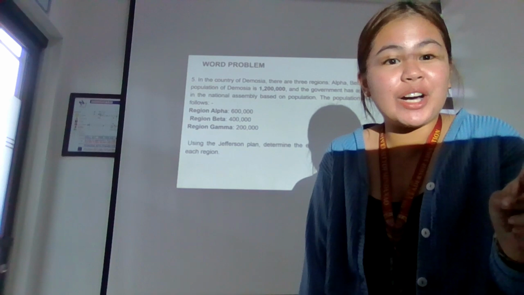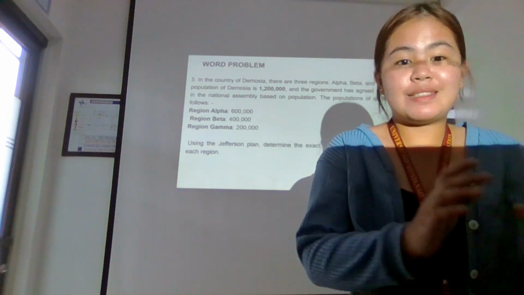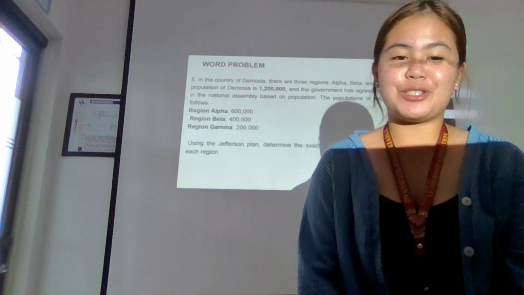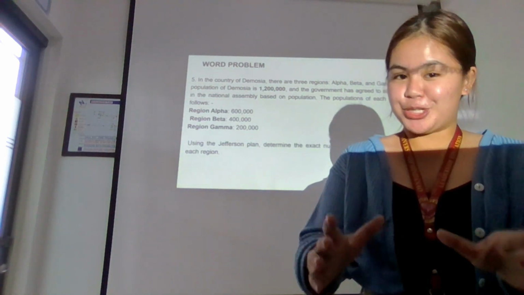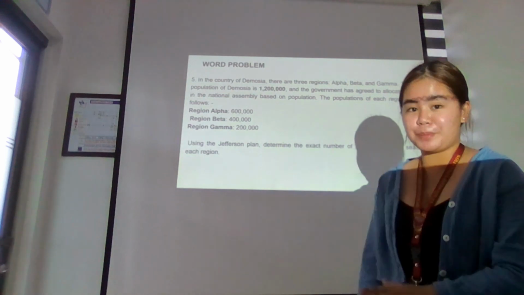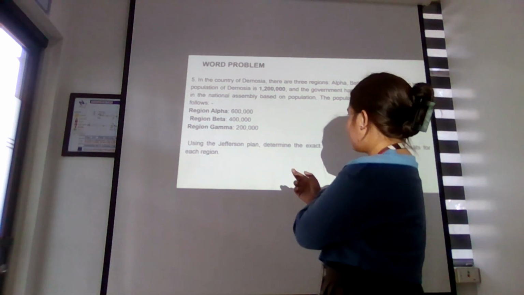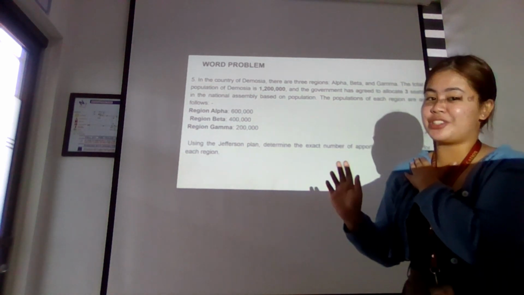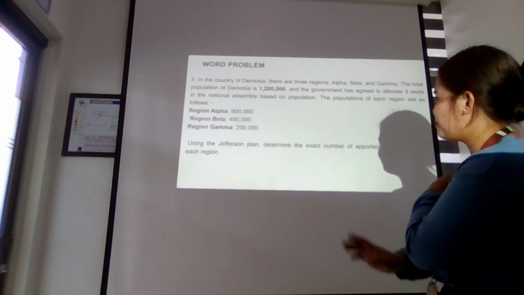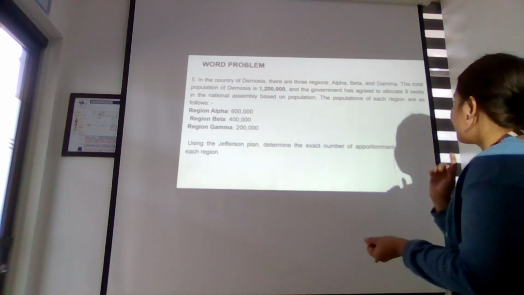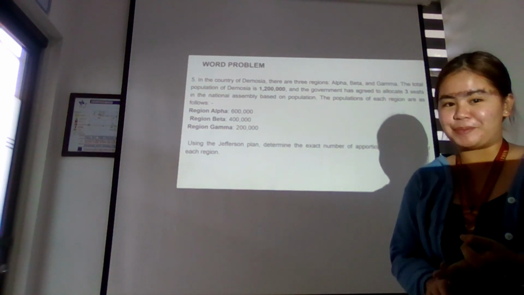I think that was quite challenging for you. But now let us move forward to the most challenging problem in apportionment. So this is our problem number 5. So in the country of the Motion, this is just a fictional country. This is not true at all. So there are 3 regions: the Alpha, the Beta, and the Gamma.